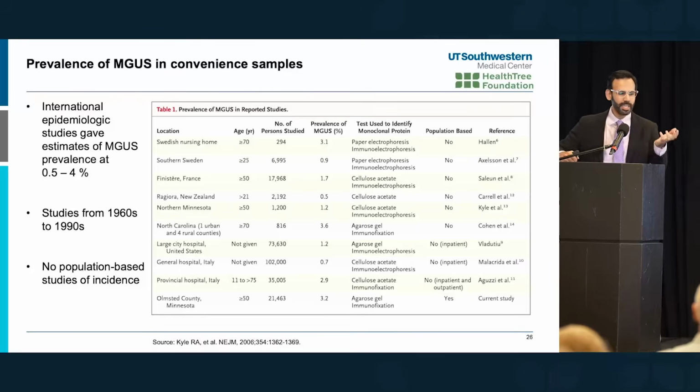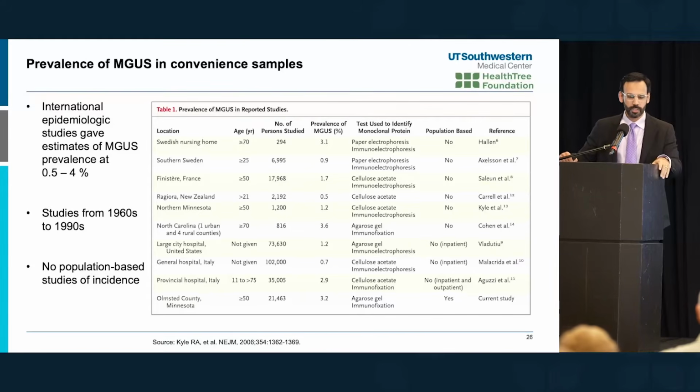So how common is MGUS? Well, I told you the quick one-liner is roughly 3 to 5% of the population above the age of 50. But this was a paper that helped establish that. There was no great population estimate of MGUS until really this study. And this came out of the Mayo group, whose first author you can see there was, in fact, Dr. Kyle, who I've mentioned before.